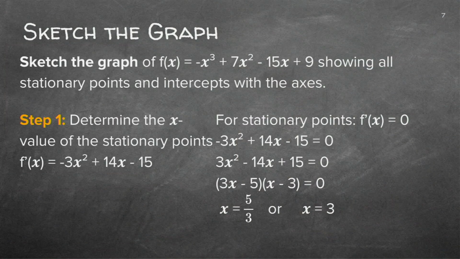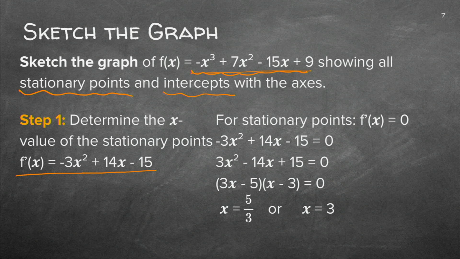So let's start. Sketch the graph of f(x) equals minus x^3 plus 7x^2 minus 15x plus 9, showing all stationary points and intercepts with the axes. So the first step that we do, determine the x value of the stationary point for f'(x), the derivative. So we immediately go over and we differentiate.